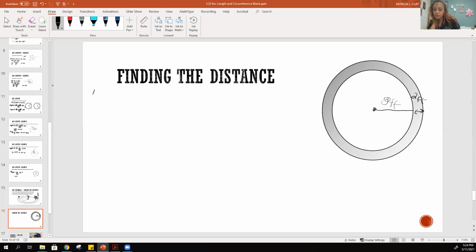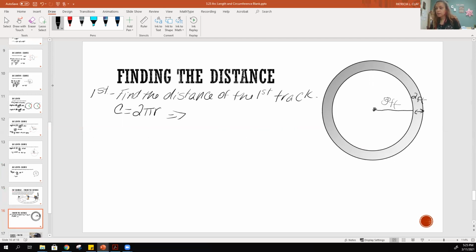Okay, so the first step is we need to find the distance of the first track. I'm going to start with the circumference, because that's how I find my distance all the way around my circle. It gives me the radius, so I'm going to use my radius formula. Circumference is equal to 2 pi r. Now I'm just going to plug it in. It's equal to 2, and I'm going to put my 8 right next to it, times pi. So I'm going to leave it just like this, 16 pi.